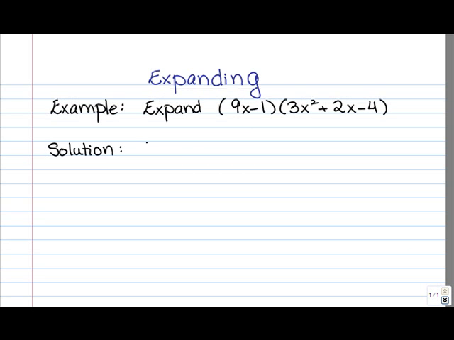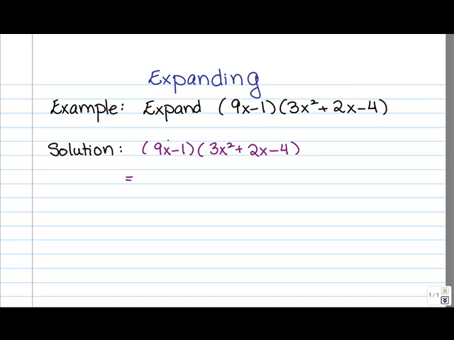So let's go ahead and start out simply by writing in what the question is. So we're going to be expanding 9x minus 1 times 3x squared plus 2x minus 4. So what we're going to have to do is make sure that we multiply every term in the first set of brackets by every term in the second set of brackets.